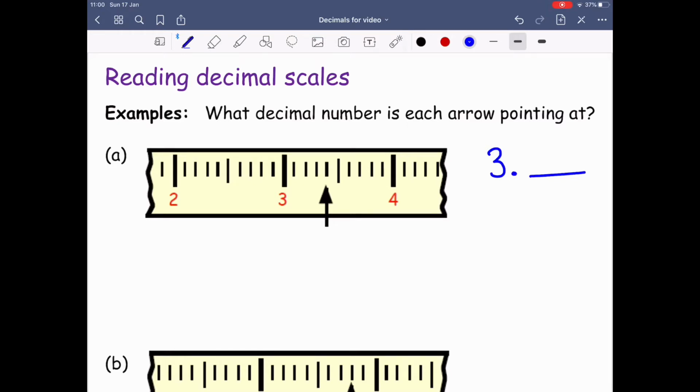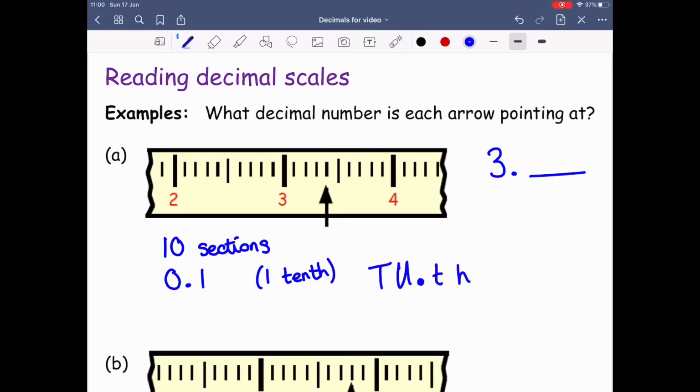For this ruler, if we look at how many sections there are between 3 and 4, we have 10 sections. So it's split into 10 sections, and if there's 10 sections, each section represents 1/10, so 0.1. Remember in the last video we looked at our place value. If we had our decimal point, before the point was the units and the tens, but after was the tenths and the hundredths. So each section here, if there's 10 of them, it is 1/10 that we're looking at.